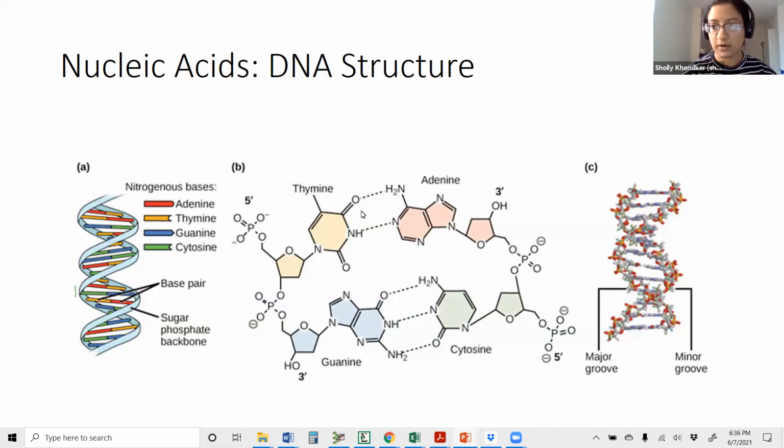And you'll notice that the number of bonds between each pair is different. So thymine and adenine only have 2 points where they're bound, whereas guanine and cytosine are bound at 3 points. This detail is important because it affects how the DNA molecule behaves at different temperatures, which is especially important in techniques such as PCR, where you have to melt the DNA to separate the 2 strands. If you have a higher percentage of guanine and cytosine, you're going to need a higher temperature to separate those strands. Whereas if you have a lot of adenine and thymine, that DNA molecule is going to melt at a lower temperature.